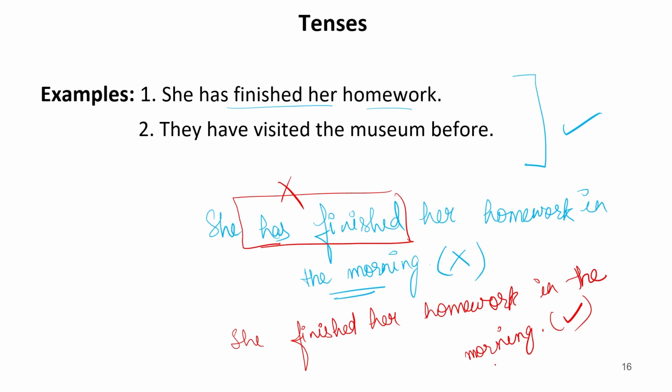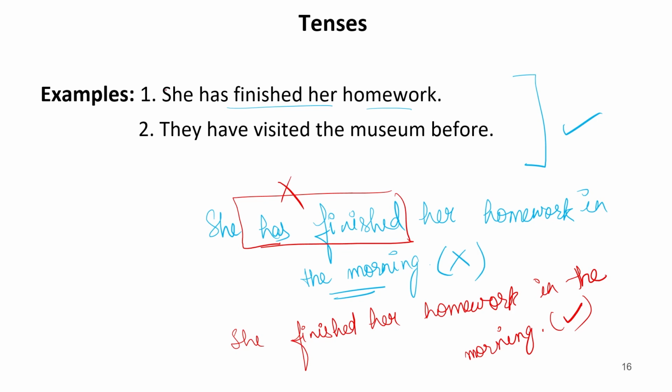So whenever some task has been done, we should see whether the time of action is known or not. If it is known, it should be written in past indefinite tense or simple past tense. But if we don't know the time of action, it should be written in present perfect tense. That's it. This is the difference between present perfect and past indefinite.